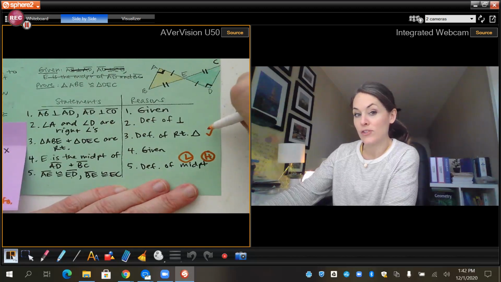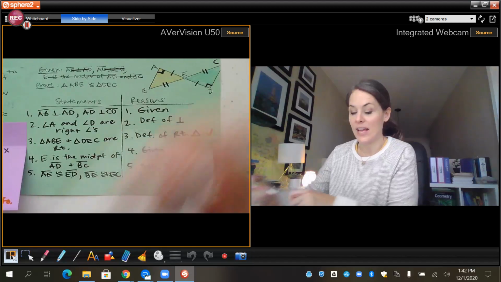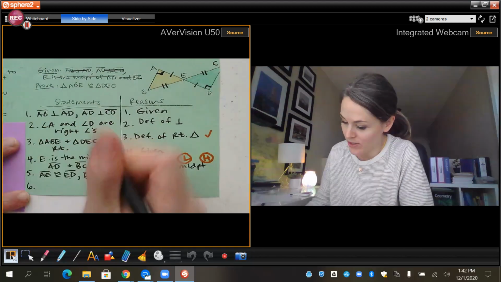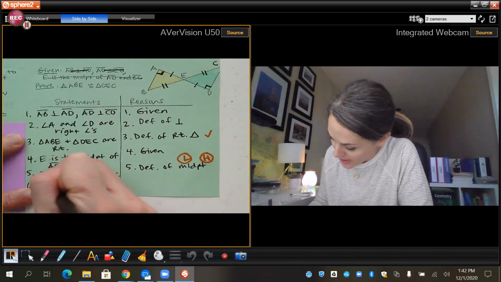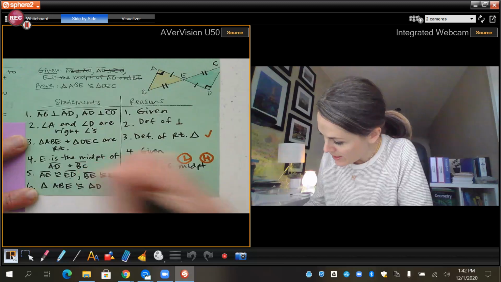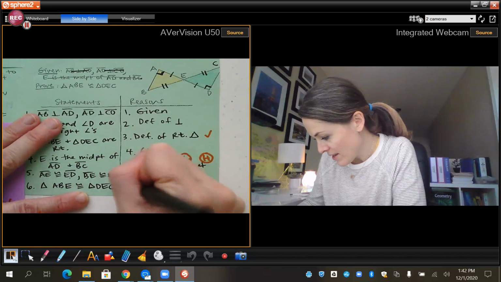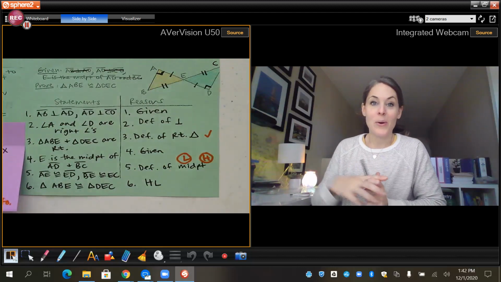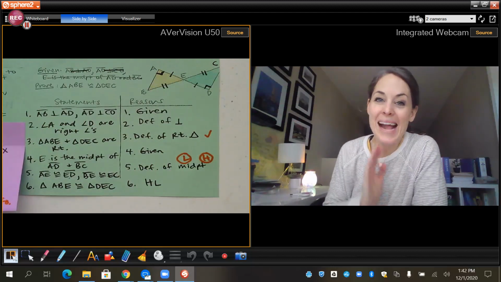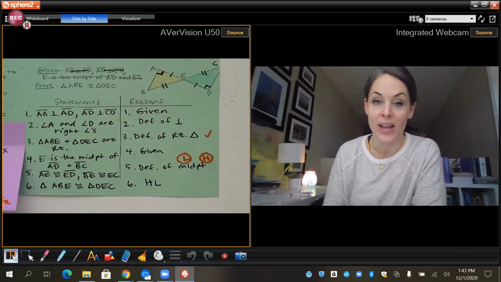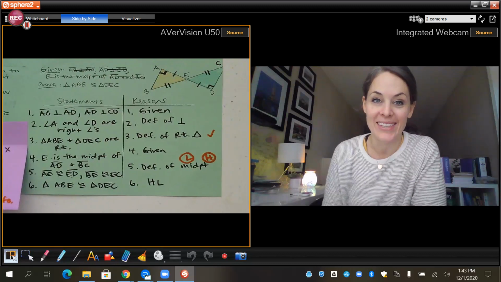So I have the right triangles, I have the hypotenuse and the leg, so I can stop. That's enough information to state that the triangles are congruent. So I can say triangle ABE is congruent to triangle DEC by HL. Whew. All right, so now we've covered just all the shortcuts for proving triangles congruent, and we will practice together in class. See you soon.